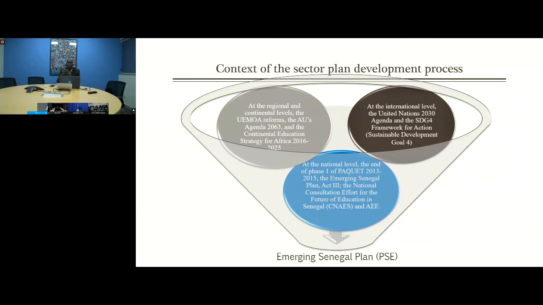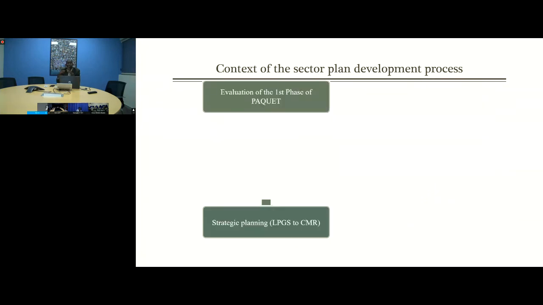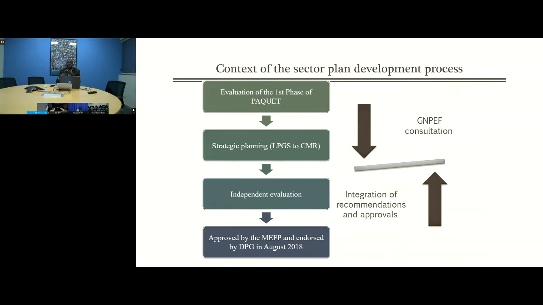I do not see the next slide, but to just give you the context that would allow you to develop the model, what we've done is that first we evaluated the first phase of the packet, which allowed us to see what were the challenges for the next step. Based on that, we have done what we call the strategic planning.